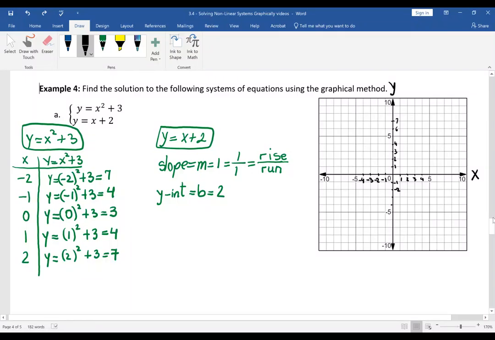We're going to use the points we got from the table. Our first point is (-2, 7). Negative 2, 7 is up here. Our next point, (-1, 4). Third point, (0, 3). Fourth point, (1, 4). And the last point, (2, 7). Now let's connect the points.